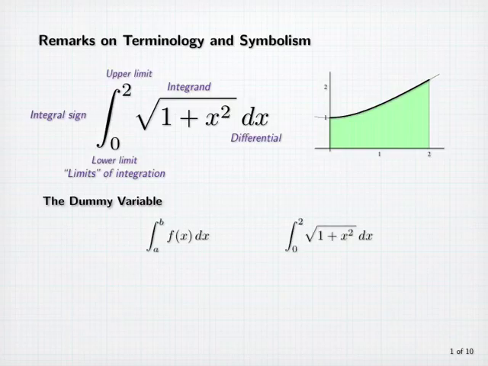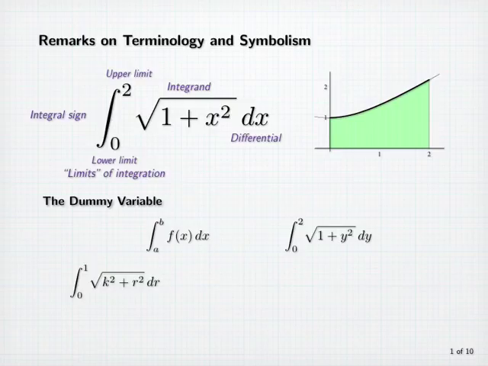For instance, the integral from 0 to 2 of the square root of 1 plus x squared dx could also be written as the integral from 0 to 2 of the square root of 1 plus s squared ds, or the square root of 1 plus y squared dy. All of these represent exactly the same number. One important role that is played by the differential is to indicate the variable with respect to which the integration is being done. This is important if the integrand involves other parameters.